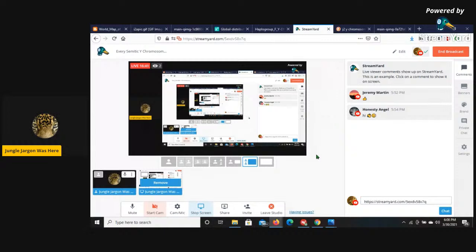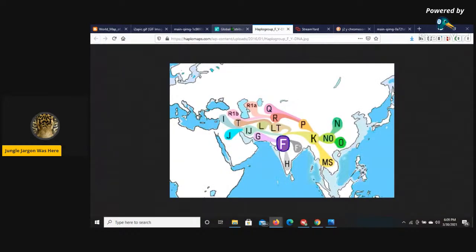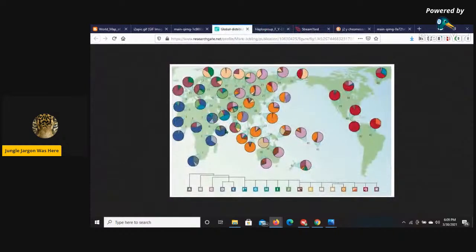And I just wanted to show that one picture where I was able to identify the Elamites, because it's this F right here.